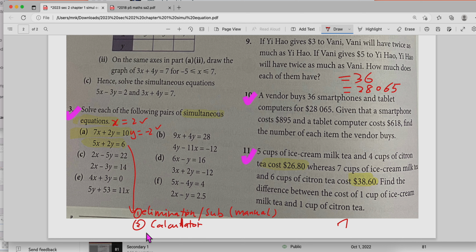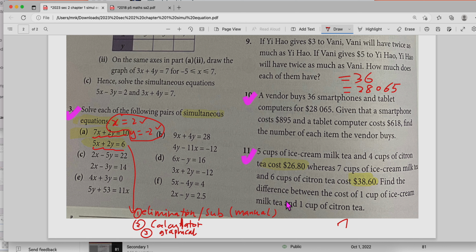Actually, there is a third approach for you to find the solution. Okay? Guess what? The third approach is graphical. How? All you need to do is draw this and draw this.